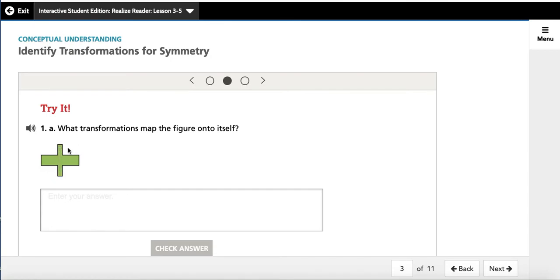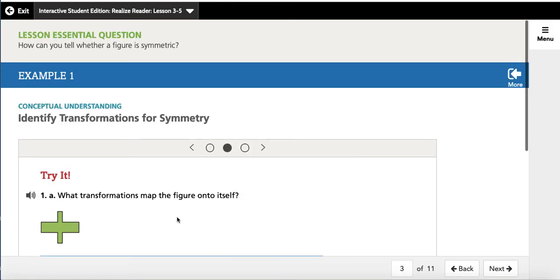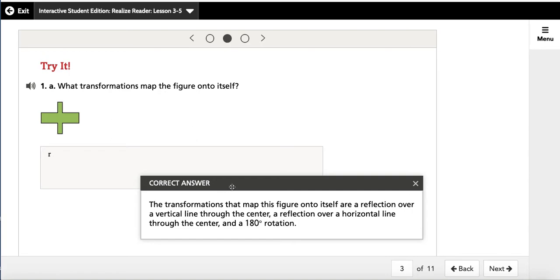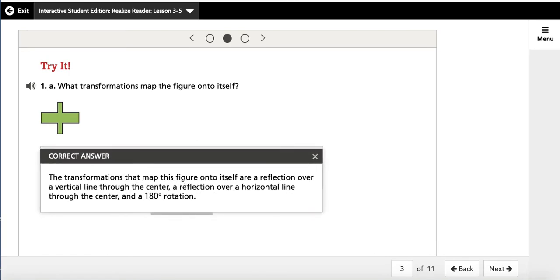I don't think there's one here because you have this longer side and shorter side. How about point symmetry? Yeah, I think if we put the point right in the center, it could rotate 180 degrees. So I think it's the same three as what they just had in the example. The transformations that map this figure onto itself are a reflection over the vertical line through the center, a reflection over the horizontal line through the center, and a 180-degree rotation.